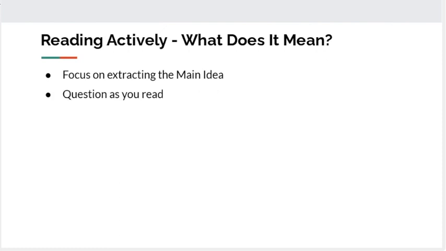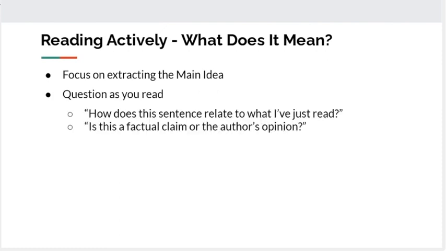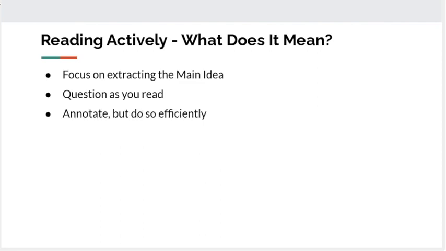We want to question as we read. So, for example, you might ask yourself, how does this sentence relate to what I've already read? And that's something that you can apply pretty much to each sentence as you go. Again, you don't have to do it explicitly every time, but that's part of the process. Another question to ask would be, is this a factual claim or the author's opinion? And you can look to the way the sentence is phrased or worded to get some clues about that sort of thing.